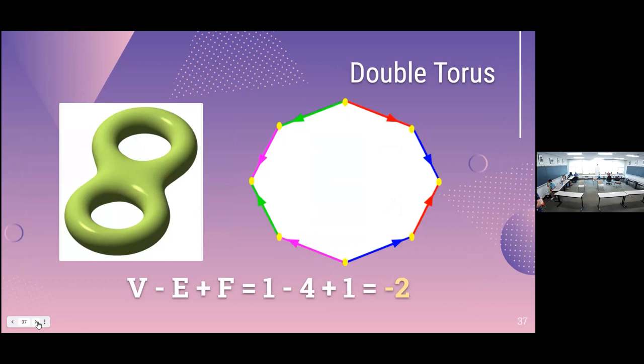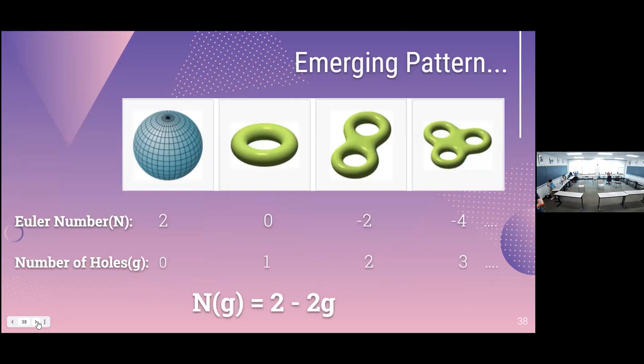We look for how many vertices there are, which is 1. There's 4 edges, and there's only 1 face. So 1 minus 4 plus 1, we get -2. This shows a pattern for calculating the Euler number of surfaces based on however many holes this surface has. For example, a sphere with 0 holes has an Euler number of 2.